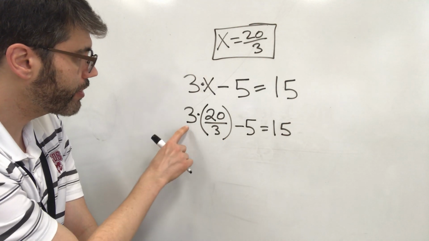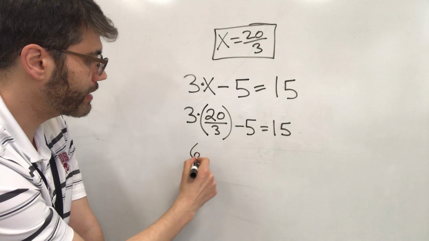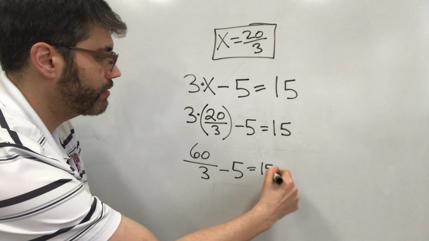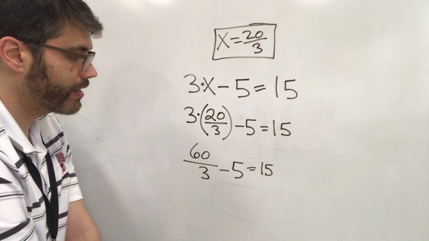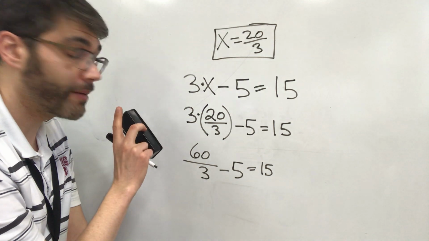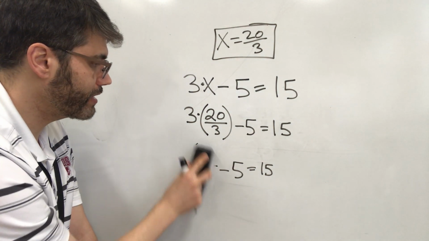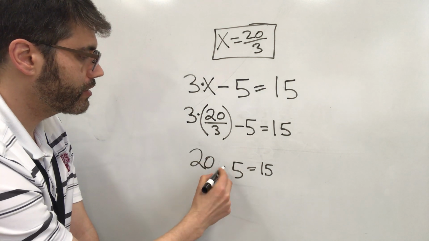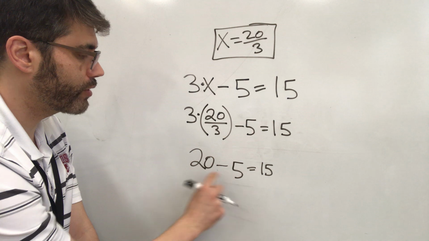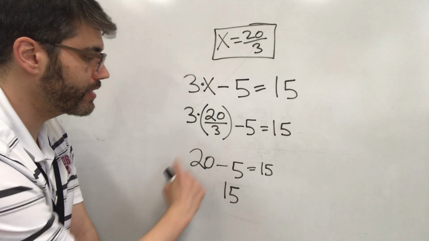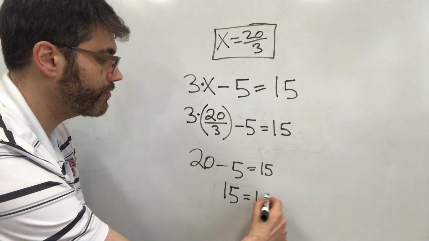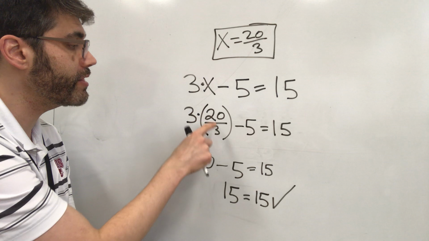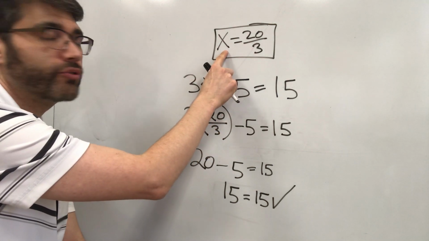3 times 20 over 3, that's 60 over 3 minus 5 equals 15. What's 60 divided by 3? 3 goes into 60 how many times? 20 times. Okay. So that's 20. What is 20 minus 5? 20 minus 5 is 15. So this side is 15. What is this side? Oh, this side is also 15. It creates an identity. So we have just proven that 20 thirds is indeed the true value of x in this particular equation.